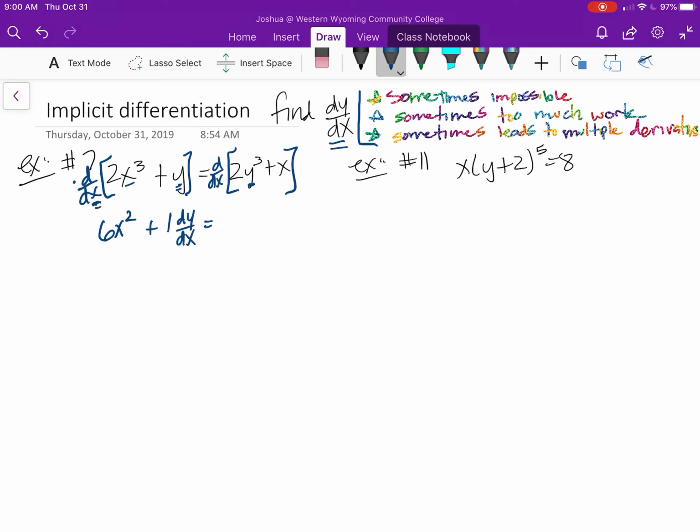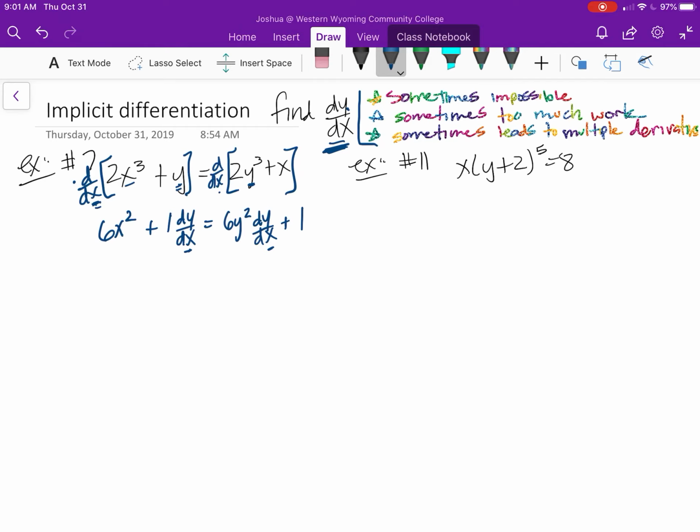Same thing on the right. Derivative of 2y to the third is 6y squared. But it's a y, we're doing it with respect to x, dy dx. Derivative of x is 1. Because we're trying to find the derivative of y with respect to x, as the problem states, I need to isolate these on one side, pretend it's like a new variable, z, right? Pretend it's a z and solve for z.